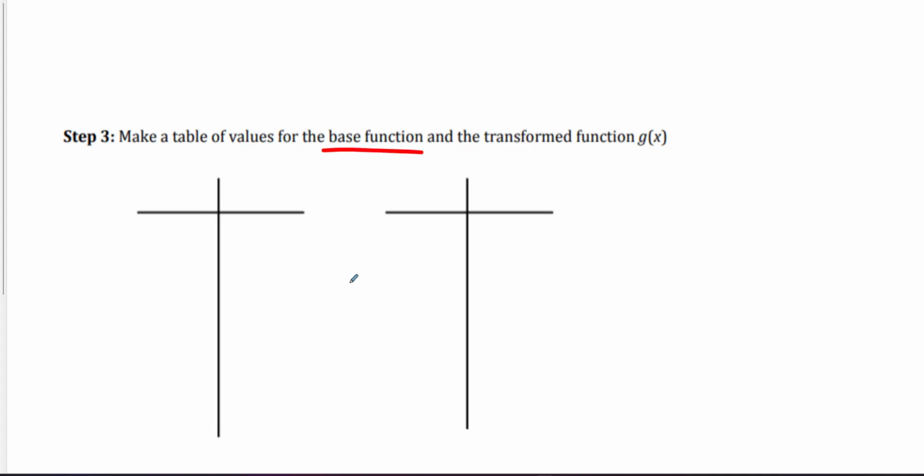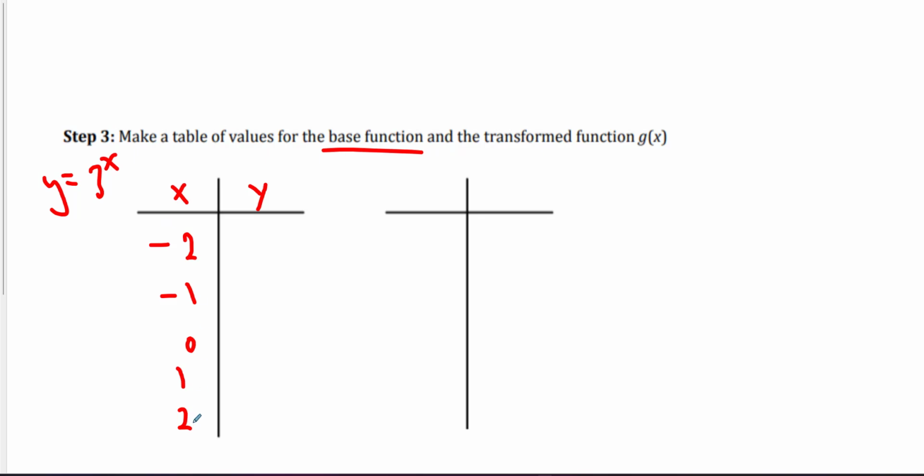Well, first, your base function: y equals 3 to the power of x. You just got to make your table of values for your base function. And just pick some easy points like -2, -1, 0, 1, 2. Very simple basic points, and plug them into the equation.